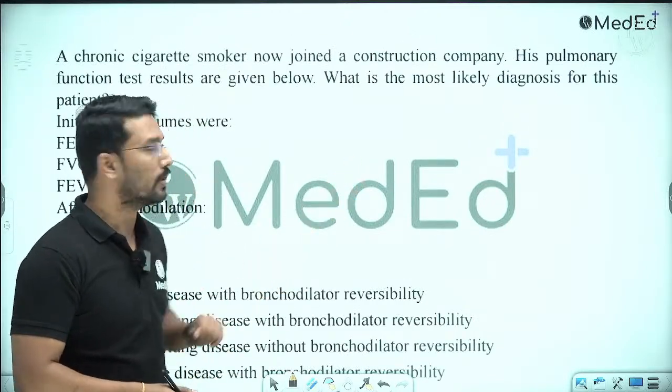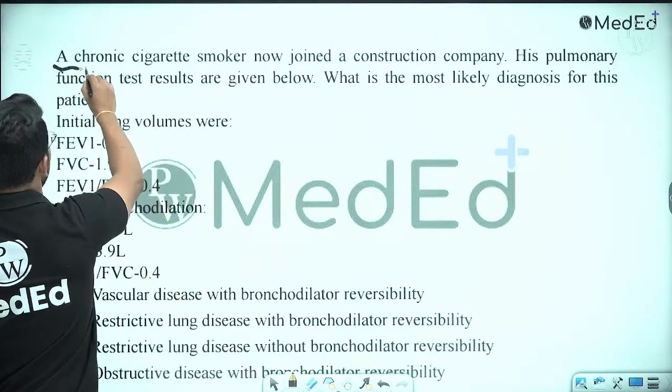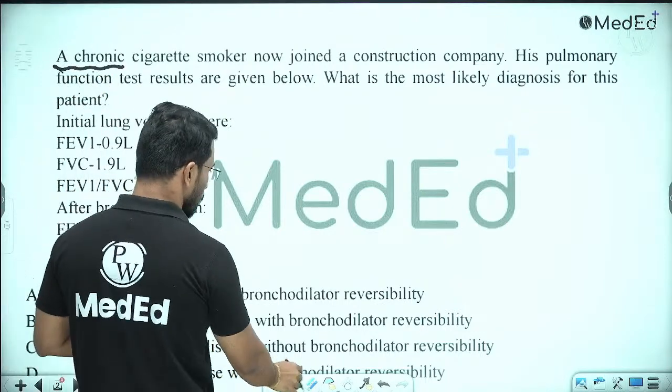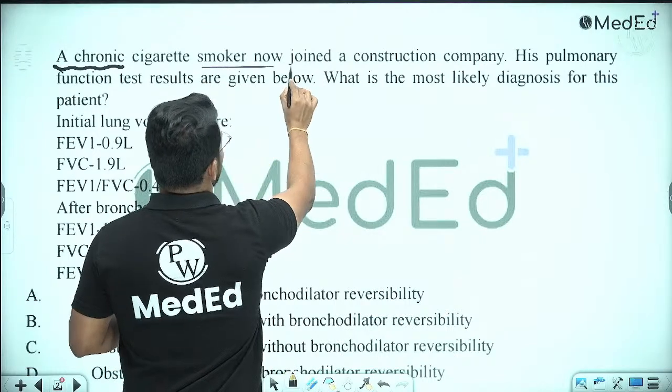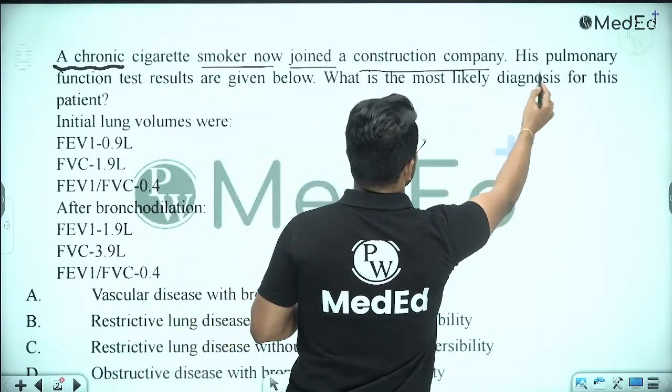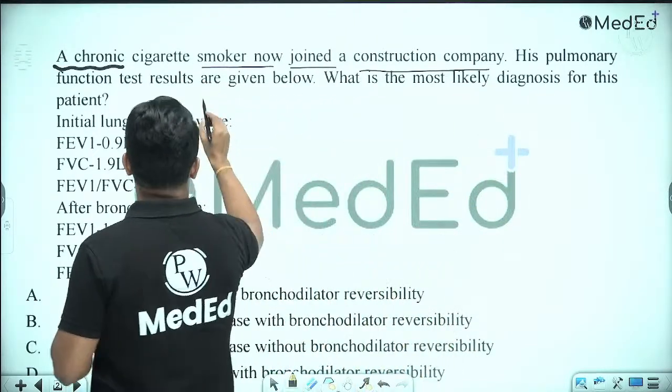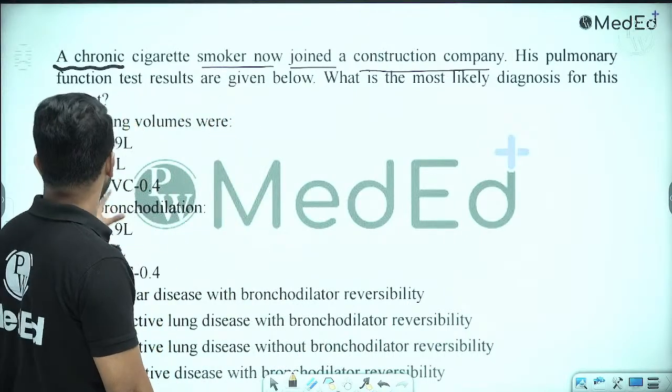This is question number 1. Please go through the question. Here we have a chronic cigarette smoker who presented with symptoms, and he has now joined a construction company. His pulmonary function test results are given below. What is the most likely diagnosis for this patient?